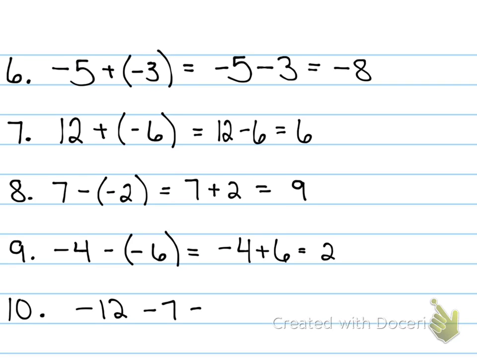All right, what about this one? The answer is negative 19. Same sign, add and keep. It's negative. You spend $12, spend 7 more, you spent 19 total. Add and keep. All right, let's switch over to multiplication and division rules.